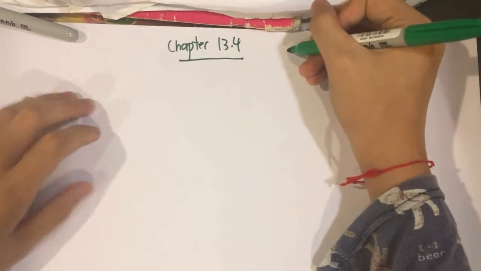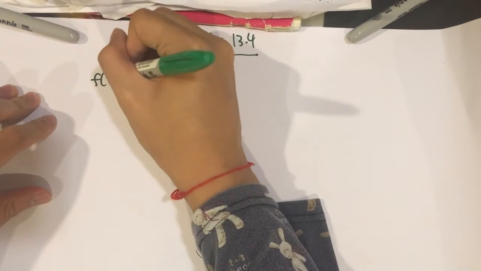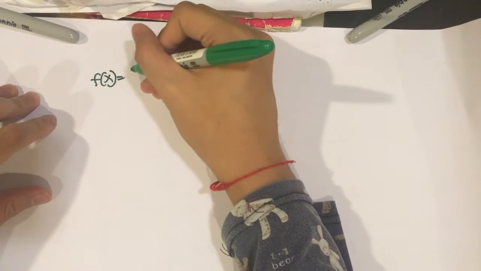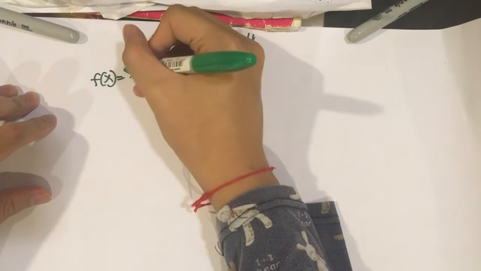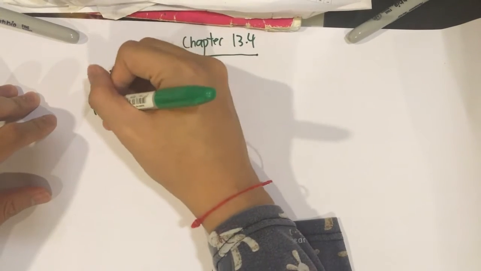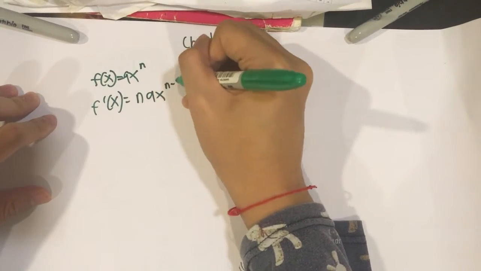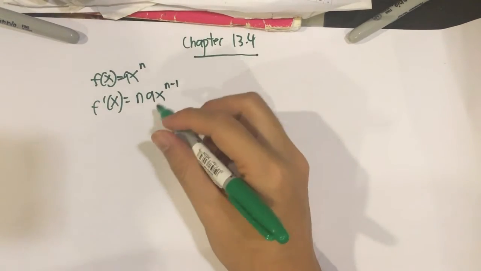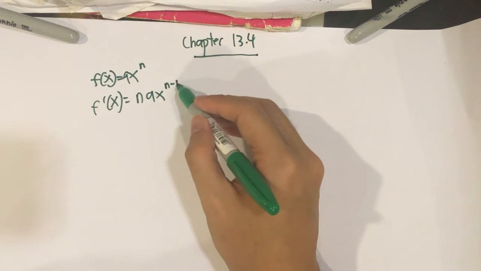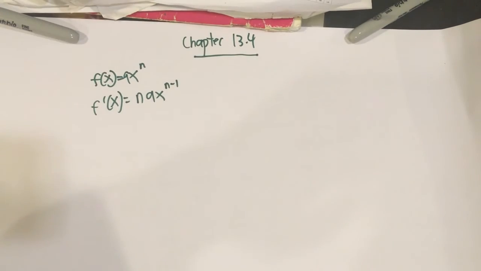This chapter is on the different forms of differentiation, and the different forms of functions you can learn to differentiate. Given the power rule, as I said previously, suppose we have a function x^n or ax^n, it doesn't matter. f'(x) would be n a x^(n-1). So you bring the power down and then subtract one from the power on top.